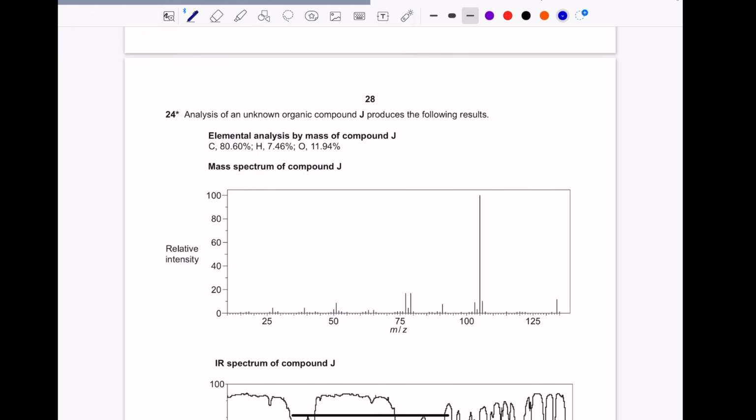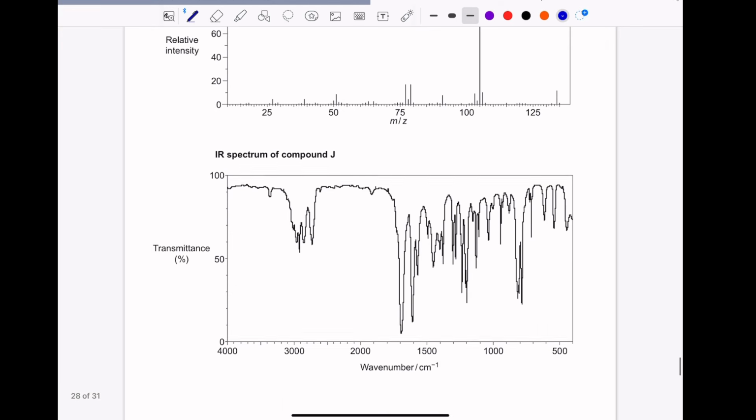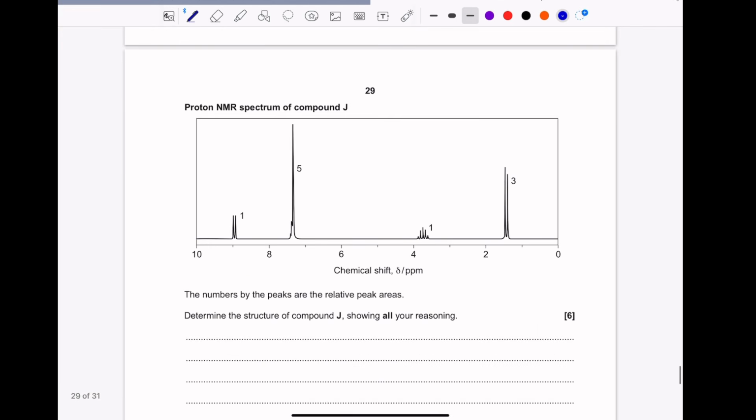Then finally, question 24, which is the last question. Analysis of an unknown organic compound J produces the following results. Here we've been provided with the elemental analysis, the mass spectrum, IR spectrum, and the proton NMR spectrum. The numbers by the peaks are the relative peak areas. Determine the structure of compound J, showing all your reasoning.